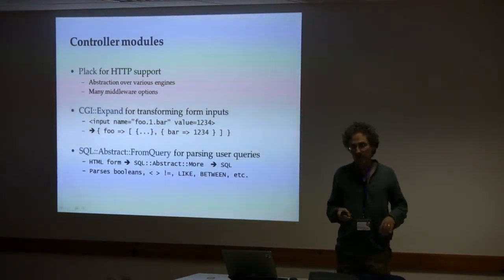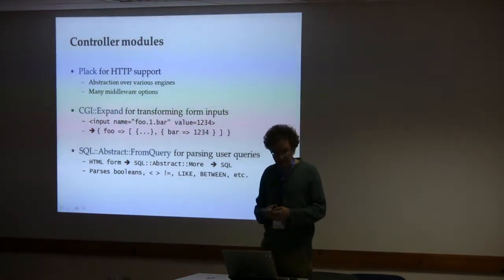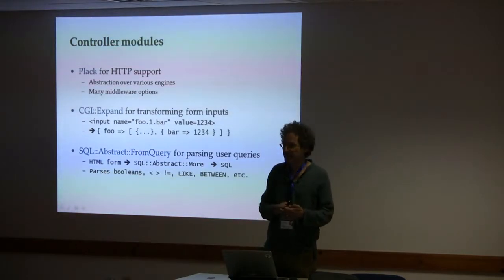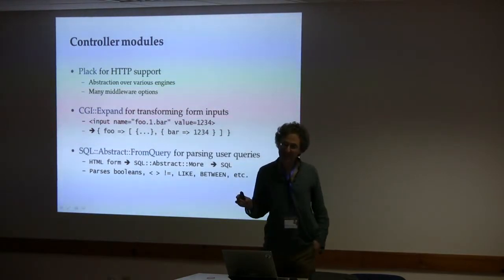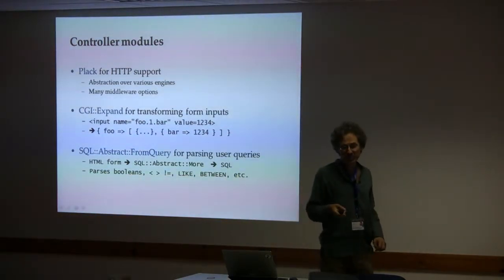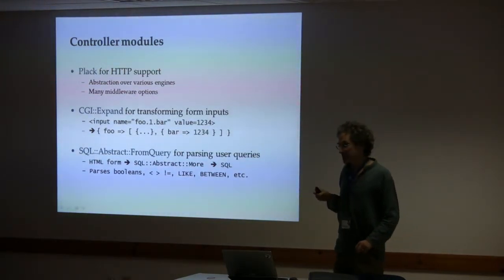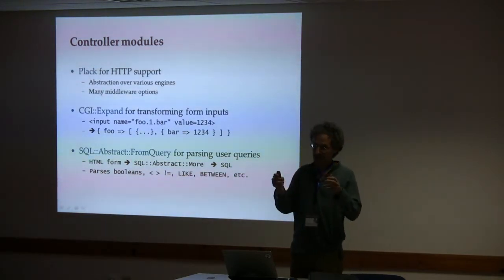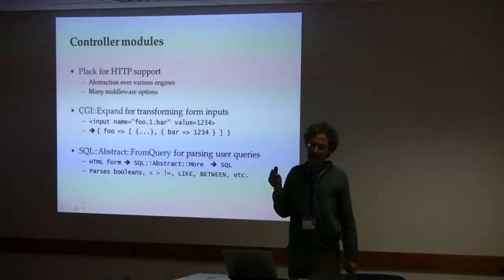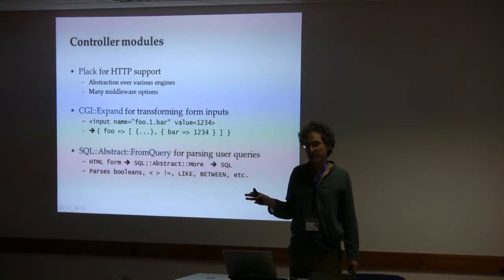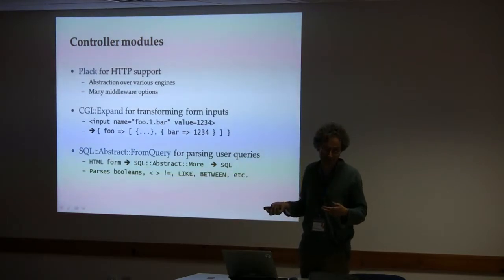Now, for the controller family of modules, we have Plack. We have CGI::Expand. This has nothing to do with the plain old CGI, so we don't use the old CGI.pm. But there is a very nice module called CGI::Expand, which does a very simple thing. When you have an HTML form, it's a flat model. In the HTML form, you have names and you have values, and that's all there is to it. Or at least that's all that the server can receive as data.